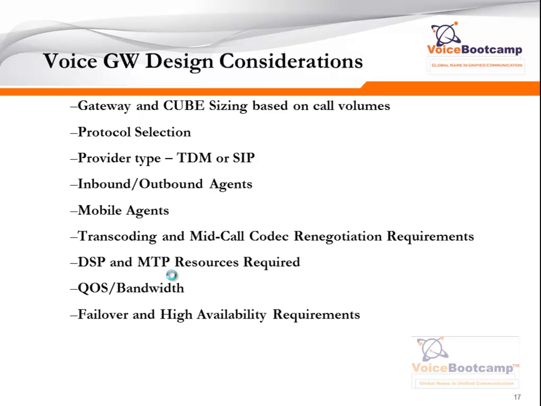In this scenario, DSP and MTP resources will be required because your gateway will connect to a WAN or some sort of LAN. Make sure you have QoS and bandwidth checks. The gateway should be able to provide failover and high availability in order to ensure that if the gateway fails, there is an alternative way to route the call.